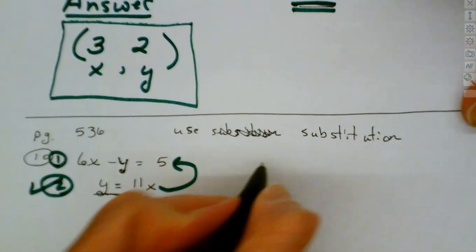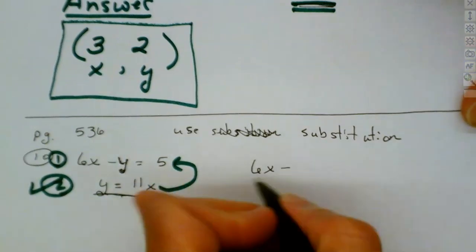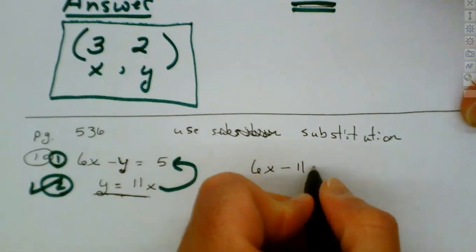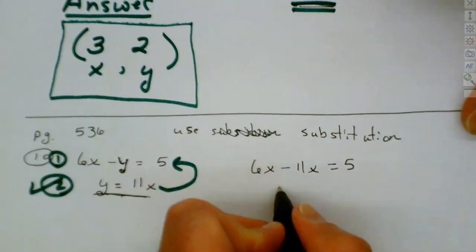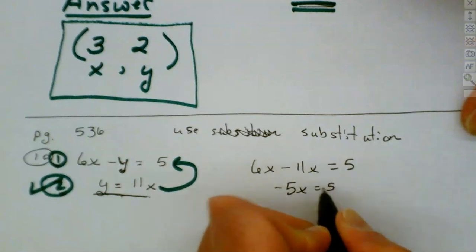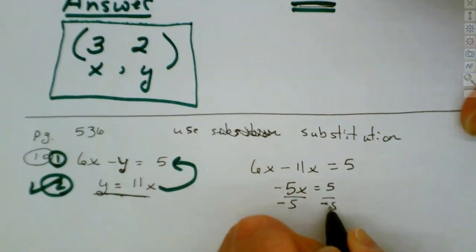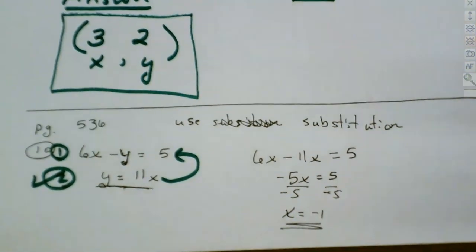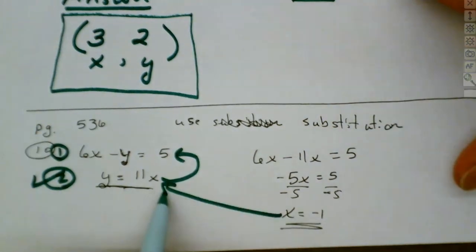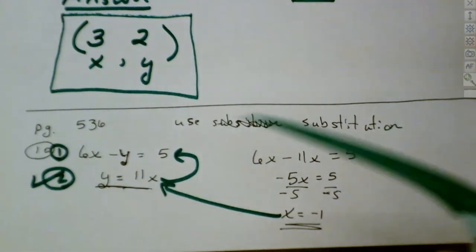So that gives you now 6x minus y, which is 11x, and that equals 5. And 6 minus 11, well, 6 minus 11, that makes it negative 5x equals 5. Divide by our negative 5, and now we know that x is what? Negative 1. How do we find the other variable? Once you have one of them, how do you get the other one? Plug it back in. Does it matter where I plug it back into? No. Whichever one's easiest. So let's plug it in here.